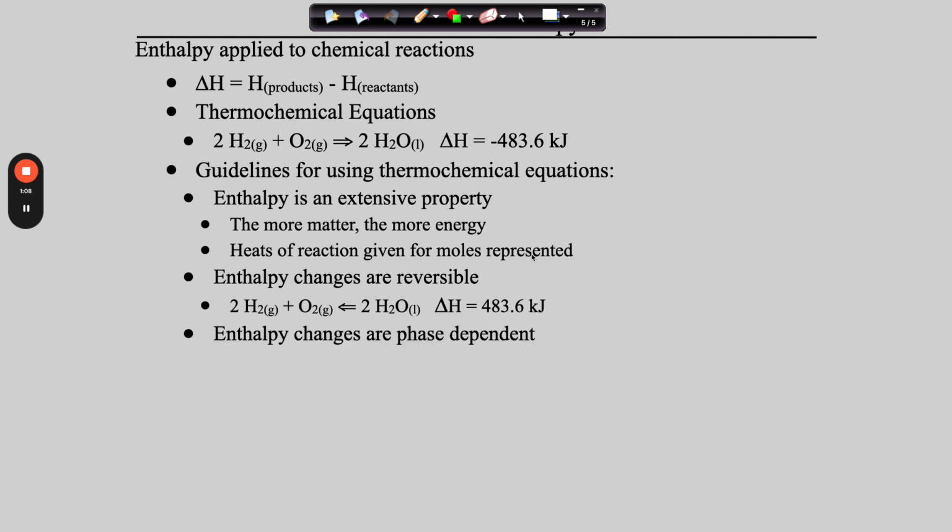And then you're going to see that enthalpy can be phase dependent. We'll talk more about that in the coming days. Fundamentally the idea is this. If this reaction forms steam, the amount of energy that's given off would actually be less. That's because you have to boil water. Exactly, precisely, you got it. You guys okay on those ideas?